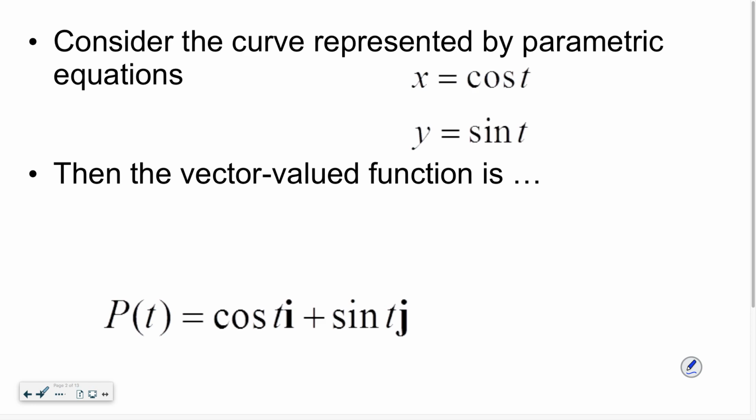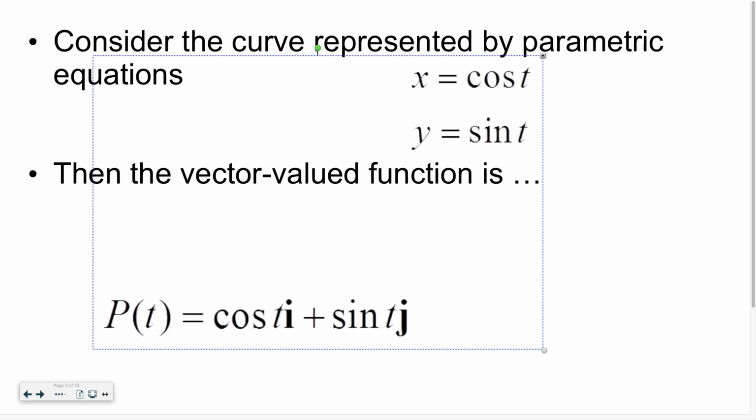If this were our set of parametric equations, this is how we would write it as a vector valued function. We are going to draw the graph of this once we get it written down.